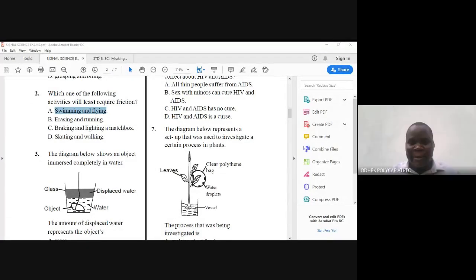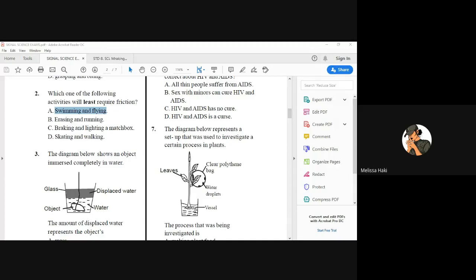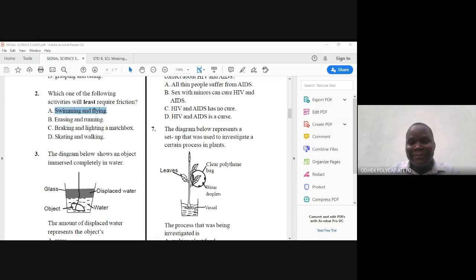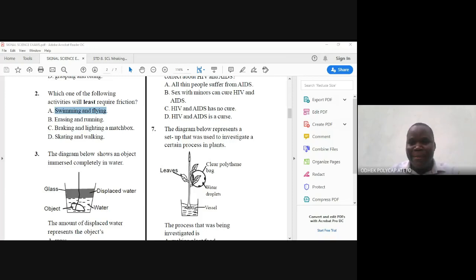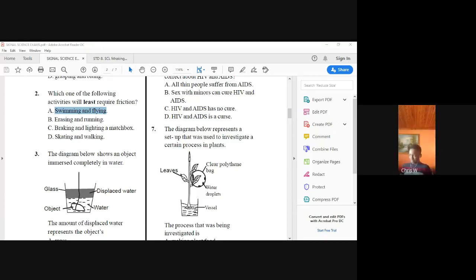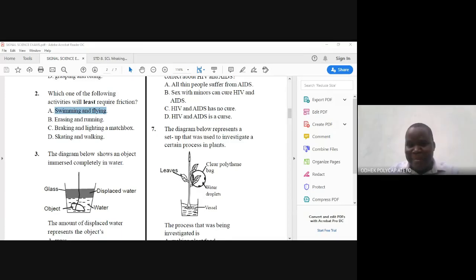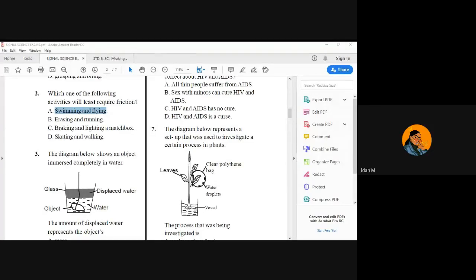Ways of increasing friction. Melissa, roughening surfaces. Roughening the surface. Olivia? Use of threads. Use of threads, Christian? Roughening the surface. Now, somebody, Ida? Increasing the weight of an object. That one is increasing friction.